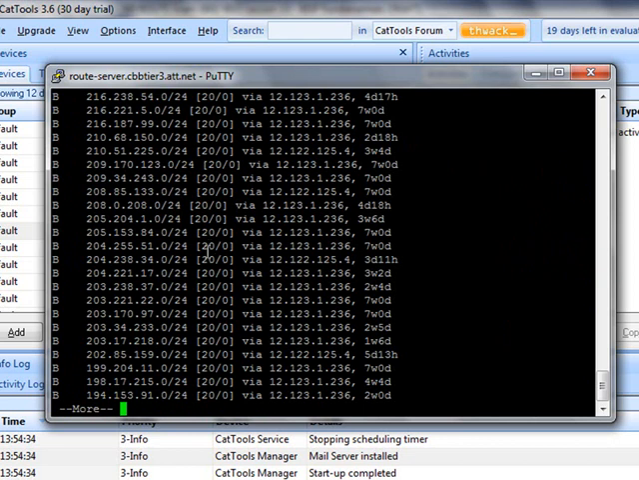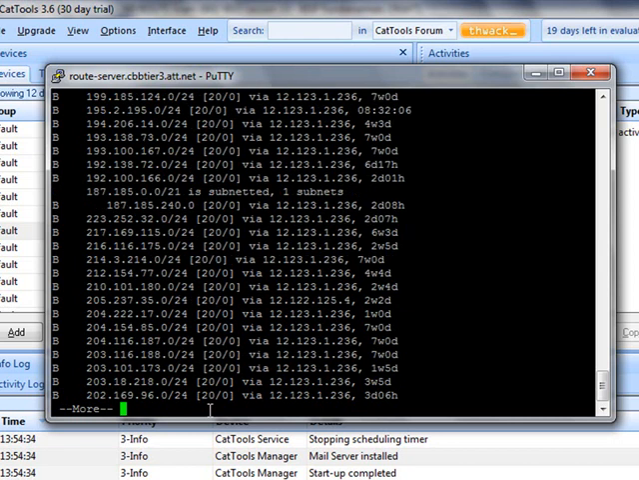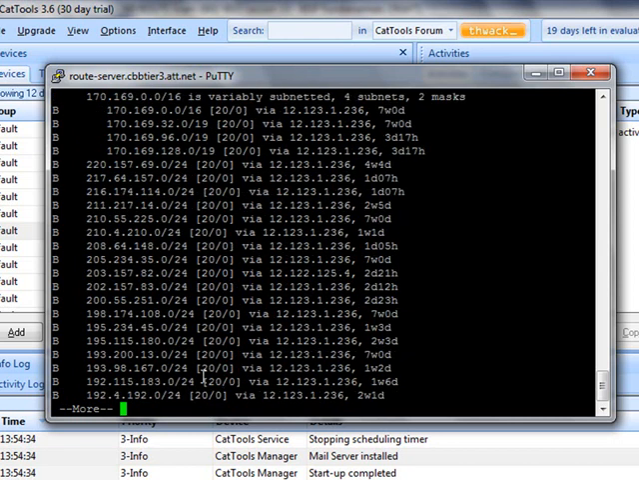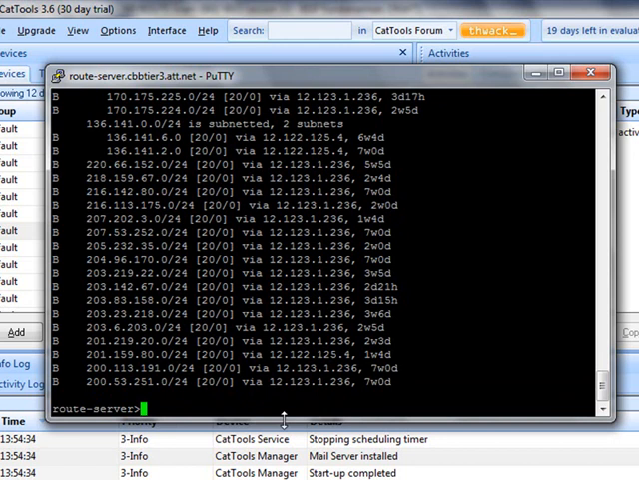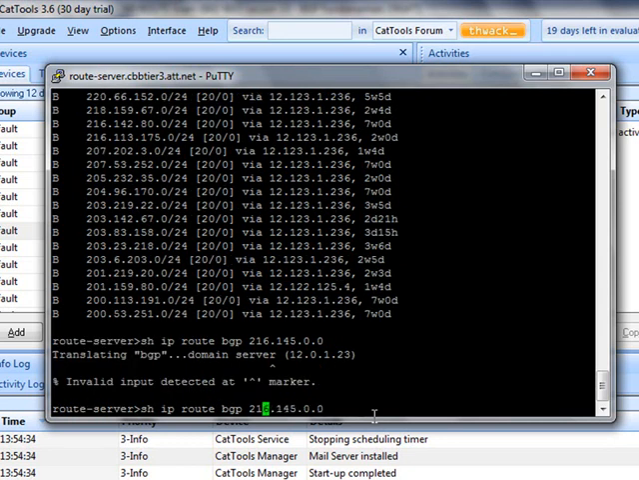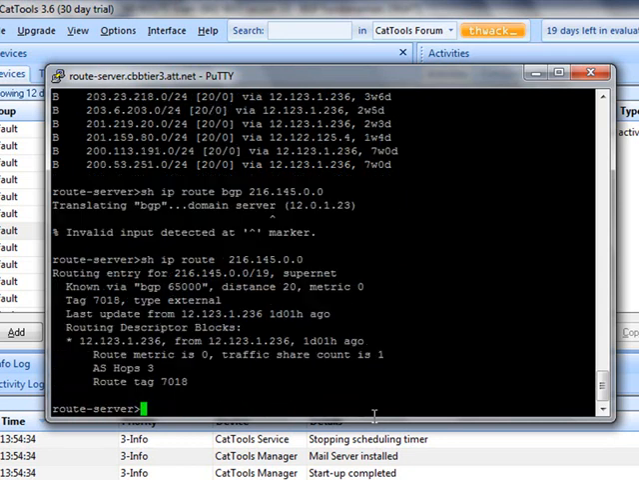Notice the vast number of prefixes that are listed here. A lot of them are /24s. Most ISPs will not accept anything smaller than a /24. I want to see one route in particular. Show IP route BGP 216.145.0.0, which incidentally is the block that my company that I worked for at the ISP. I could just do show IP route here in this case.